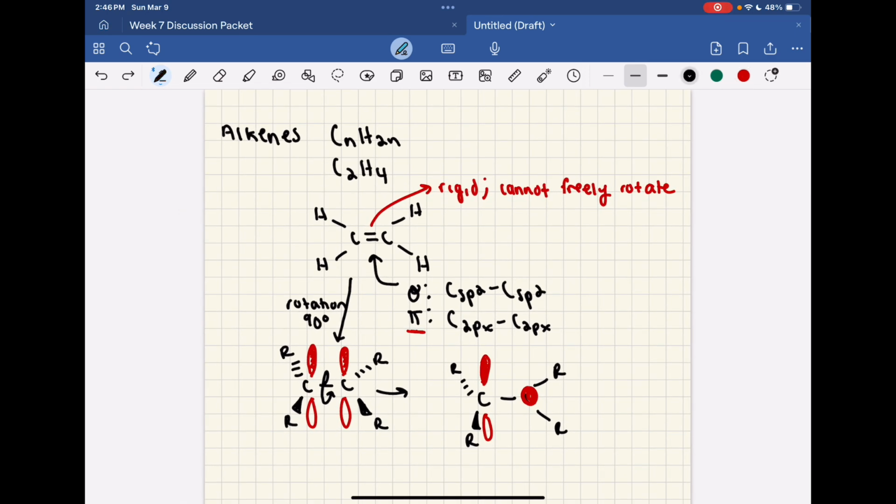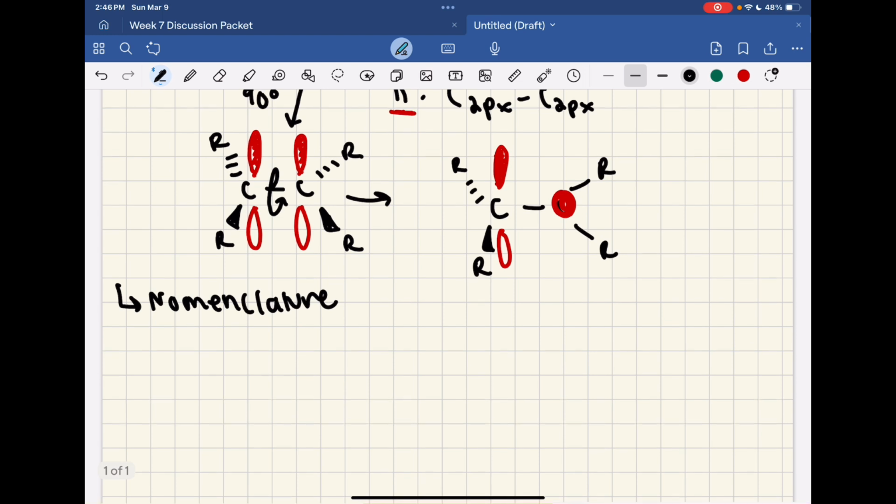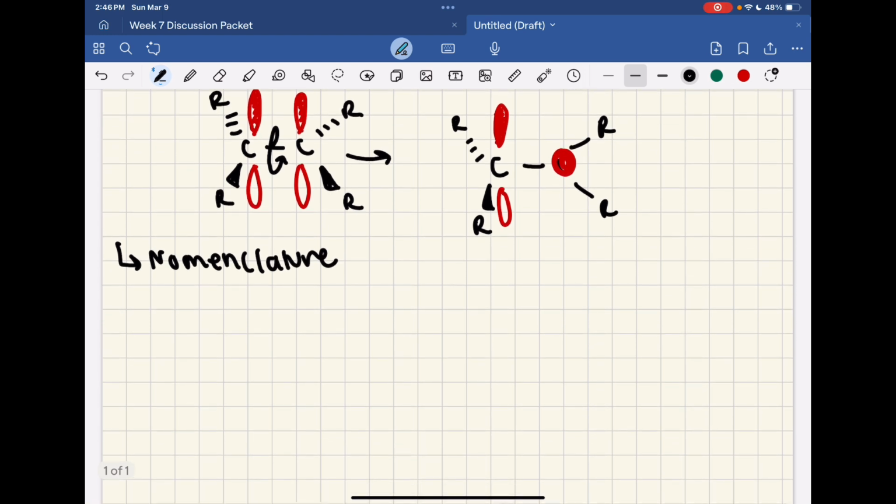So let's also just talk briefly about nomenclature for alkenes. So let's just write that down. This is nomenclature. Your rules for alkane nomenclature still apply. We are going to number the longest carbon chain that contains the double bond to give the carbon atoms of that double bond the lowest possible number. And then we also always want to indicate the location of that double bond in the name. And then we also just name our branch substituents as we did before.